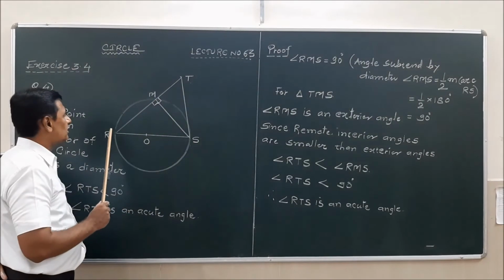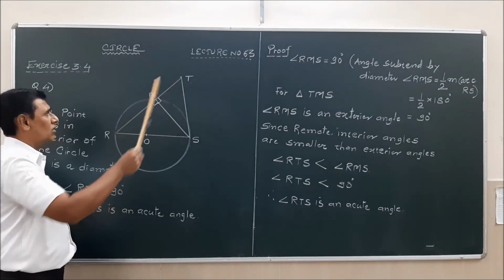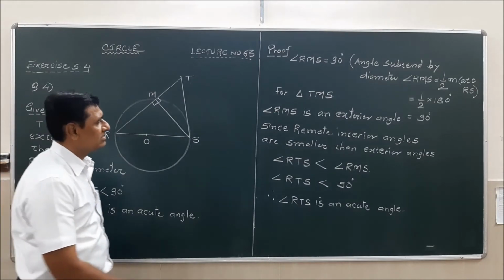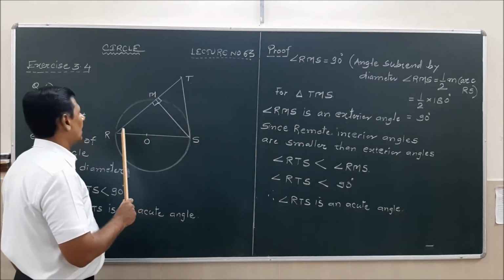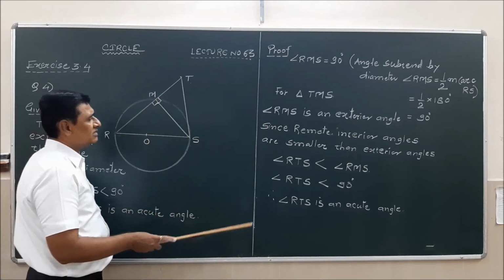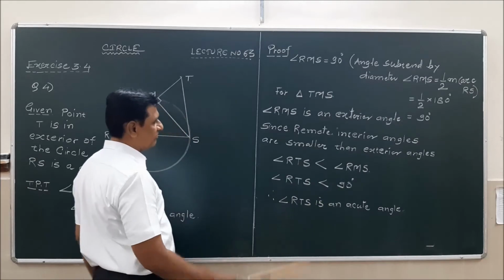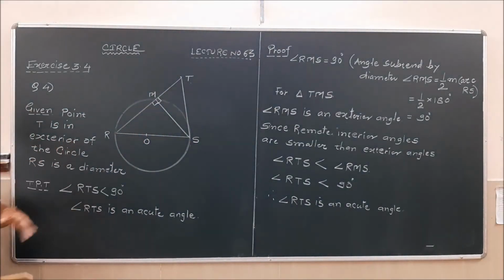Therefore, you will find angle RTS. To say MTS or to say RTS is one and the same. So you will find RTS is smaller than RMS. RMS is 90, so RTS is less than 90. So if it is less than 90, it's an acute angle. Please look at this carefully.